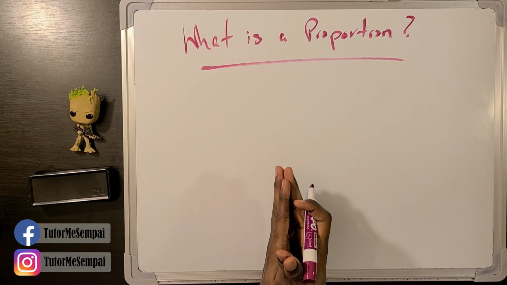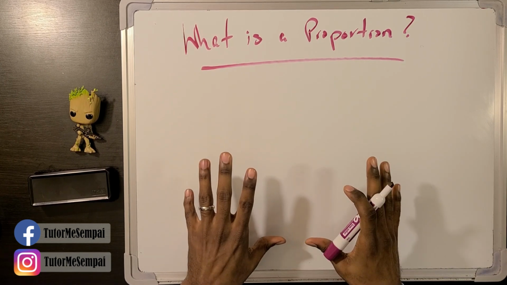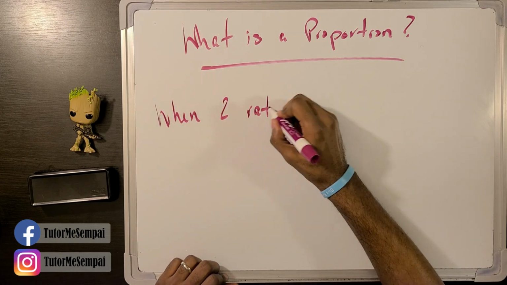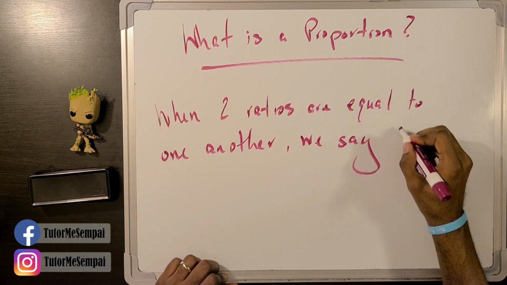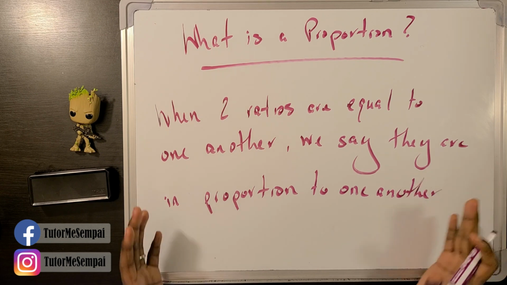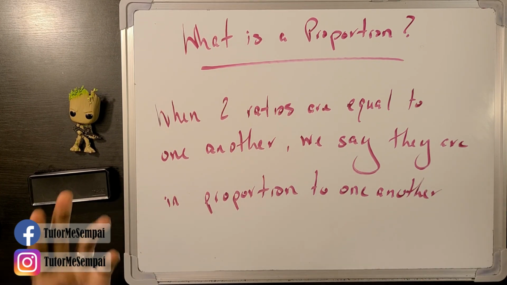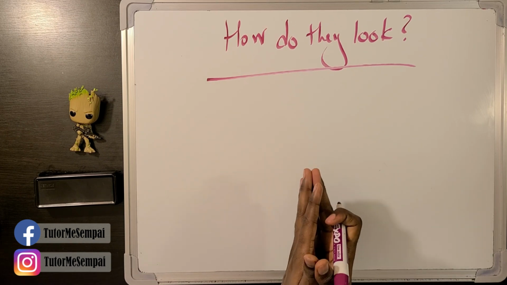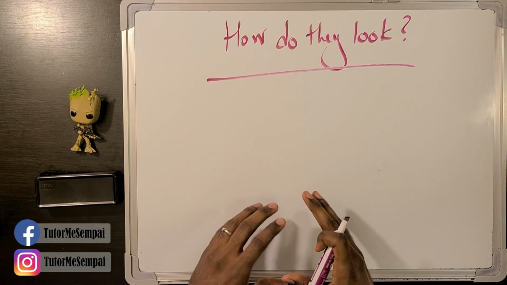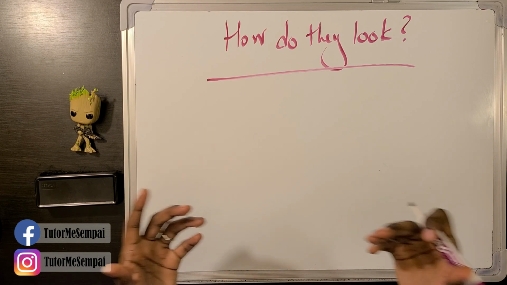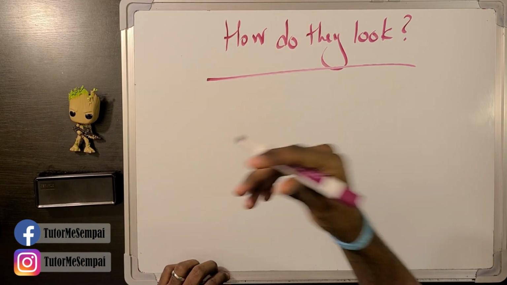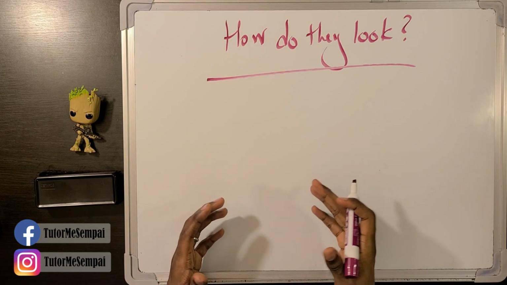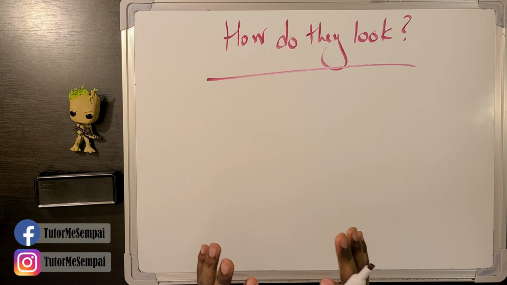So we have two ratios that are equal to one another. And when this happens, we say those ratios are in proportion to one another. When two ratios are equal, we say they're in proportion to one another. So how do proportions look? We talked about proportions being when ratios are equal to one another. So how do we write a proportion? Well, you have to first write your ratios. And we have a few different ways of writing our ratios, one of which is our colon form and another is our fraction form. So we're going to focus on those two forms.